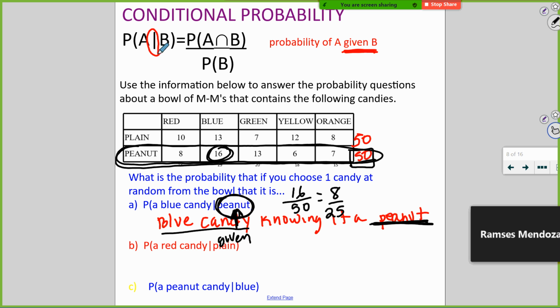Yes, ma'am. Okay. All right, so you guys try B. Red, knowing that it's plain. Red, knowing that it's plain. Michael here, what do you think? Red, knowing that it's a plain M&M. So how many plain M&Ms are there? 50 plain M&Ms. How many of those are red? 10. So 1/5. Okay. Is that okay for B on everybody?